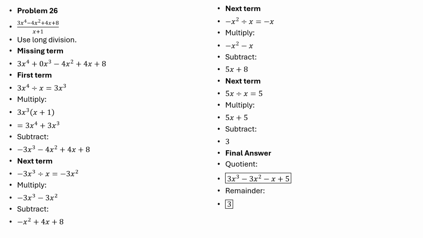Insert the missing x cubed term before beginning the division. Repeating the divide, multiply, and subtract process yields a quotient of 3x cubed minus 3x squared minus x plus 5, with remainder 3.